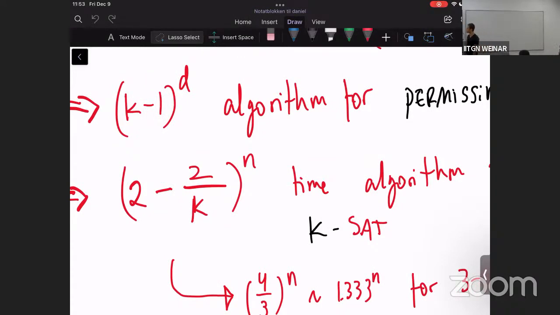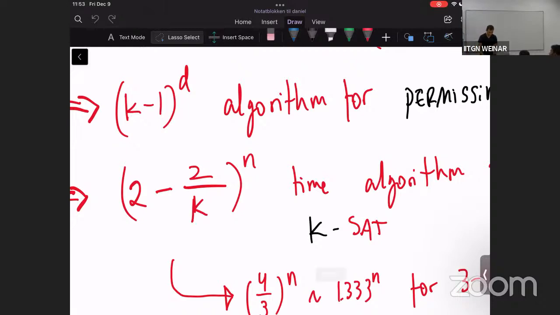k-sat. Because remember, the translation of the exponent for permissive d-ball sat to k-sat was a 2 minus 2 over some c plus 1. So that's k minus 1 plus 1, which is k. Yeah, that's where that came from.